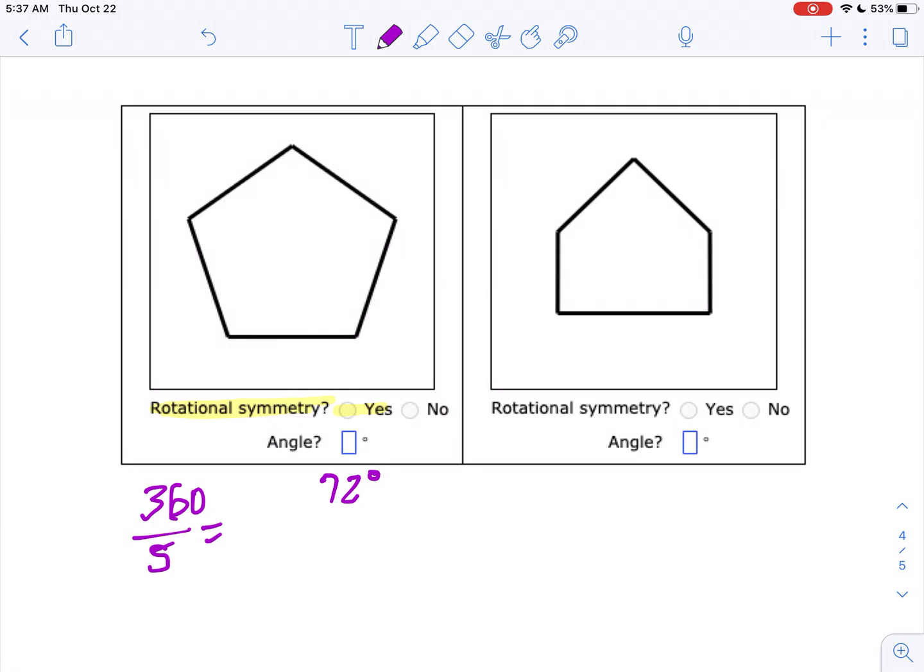Now, on the second one, with that point, we don't have rotational symmetry, do we? It kind of looks like a home plate or a house, doesn't it? So this one is no, because it doesn't match onto itself when you turn it.